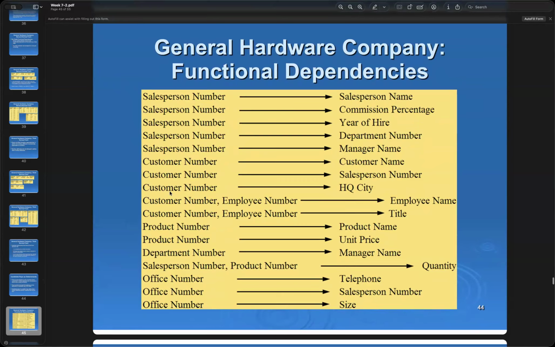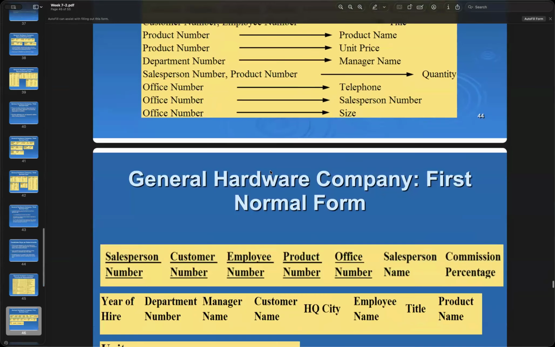How about the customer number? Customer name, okay, including the salesperson, then this will be the foreign key, okay, and then what's the headquarters city, okay, and maybe we have the sales, and then we have customer number, employee number, so we're adding the employee numbers right here, and then also maybe the customer and then employee number was the title, okay, so maybe right here. So when we go through all this, we can check the functional dependency.